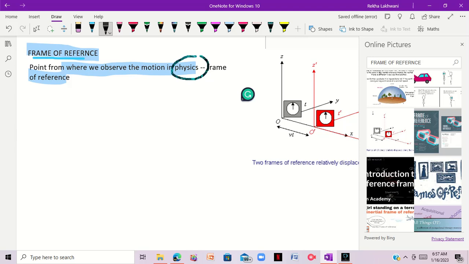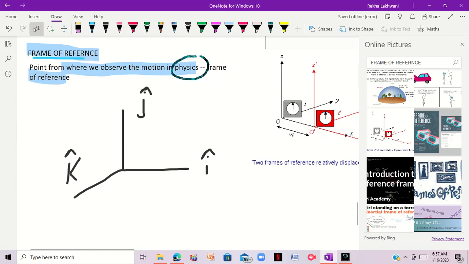Let's make it clearer. You know that we have some orthogonal vectors. Here I'm drawing this and this. So we know that this is i, known as i cap. This is j, known as j cap, and this is k, known as k cap. Now this i cap is basically the x-axis, this is the y-axis, and this is known as the z-axis.